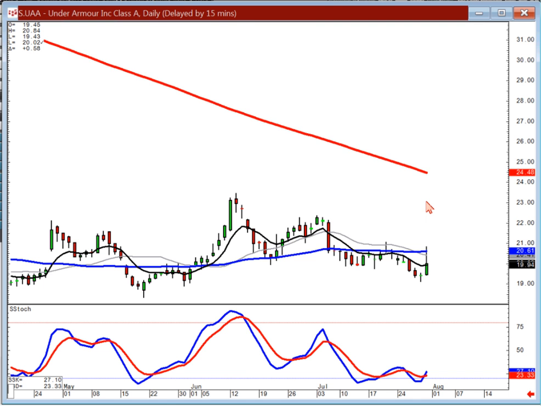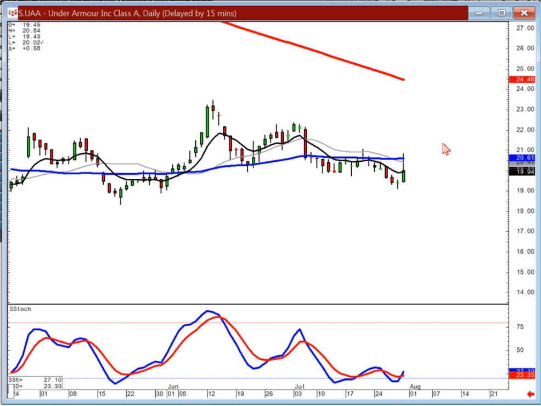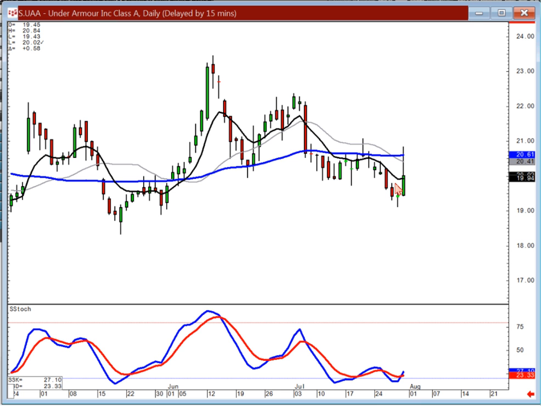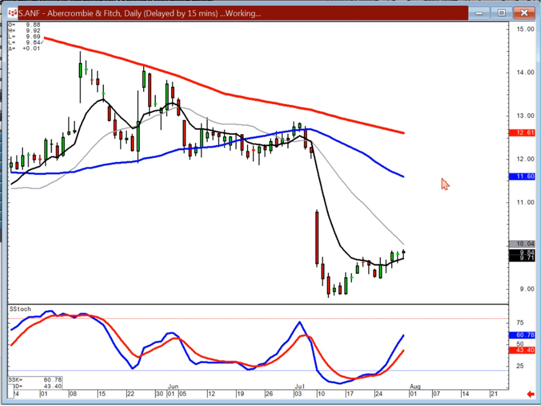Under Armour, nothing here yet. Notice that you close right here at the T-line. If it opens positive, I'd still want to see it break this downtrending channel. So I wouldn't be long or short on this one until you see a little bit more strength. And Abercrombie, you can stay long on this one. Just use the T-line as your stop.